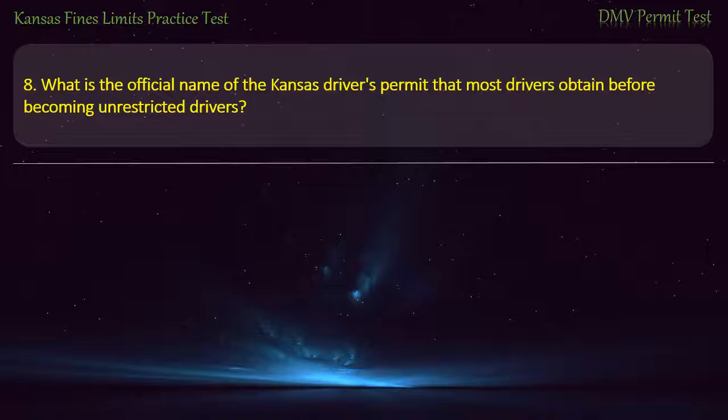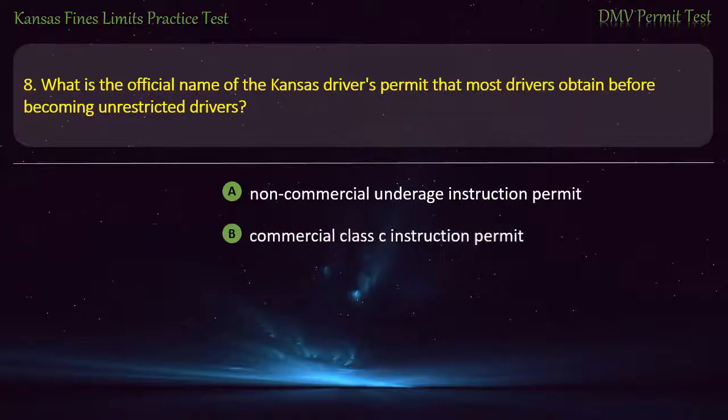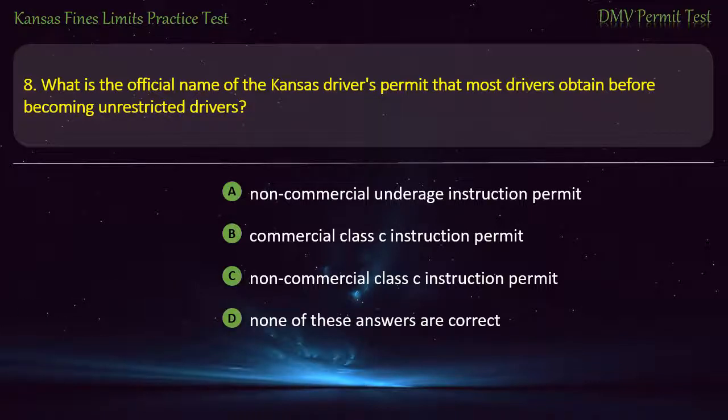Question 8. What is the official name of the Kansas driver's permit that most drivers obtain before becoming unrestricted drivers? Non-commercial underage instruction permit. Commercial Class C instruction permit. Non-commercial Class C instruction permit. None of these answers are correct. Answer. Non-commercial Class C instruction permit.